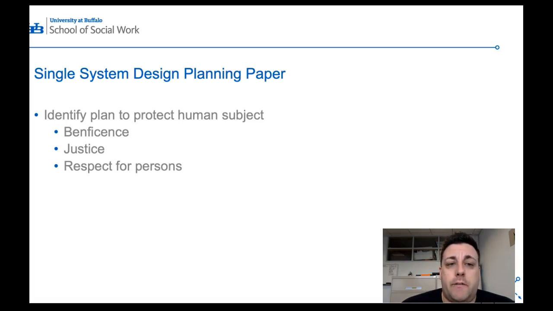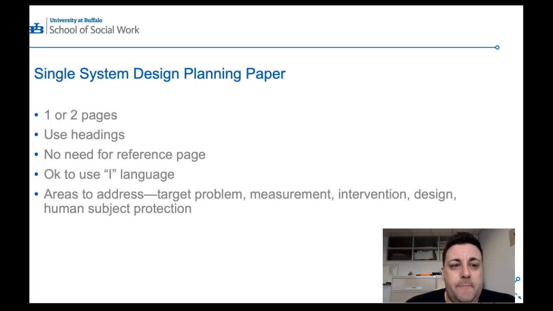And then just a brief mention of how you're going to protect the human subject. And remember, the three critical areas are beneficence, justice, and respect for persons. So just talk about each one of those in relation to the study.